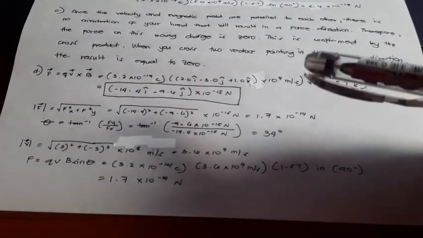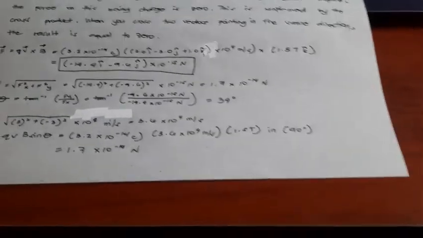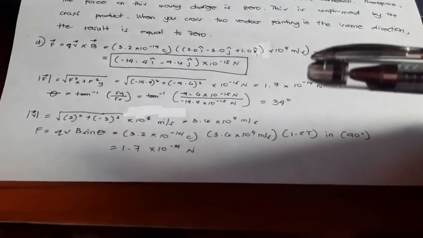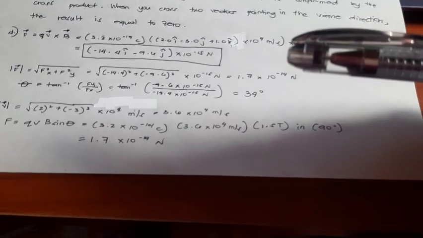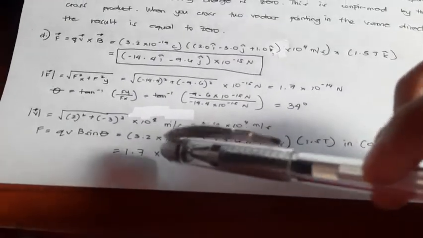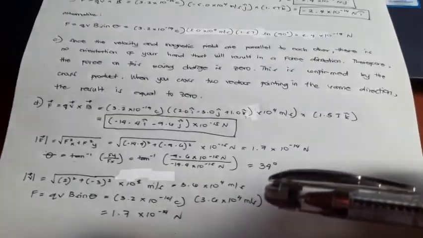Lastly, in letter D, the magnetic force on the alpha particle when it is moving with a velocity of v equals 2.0 i minus 3.0 j plus 1 k times 10 raised to the 4th power meter per second is 1.7 times 10 raised to the negative 14 power Newton.